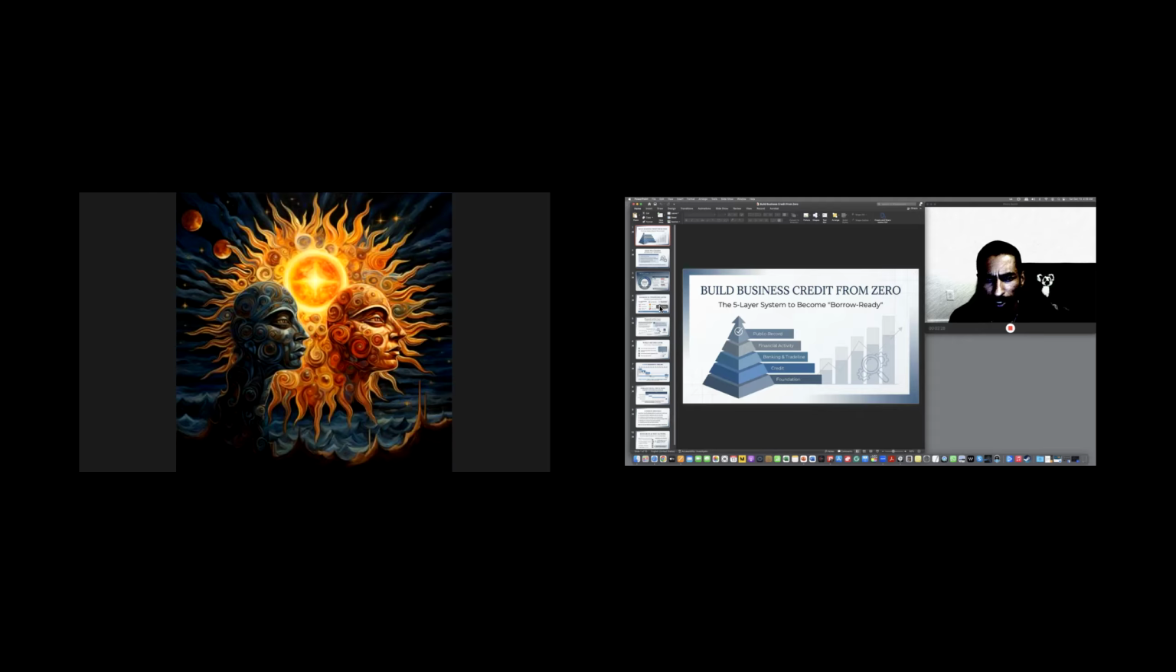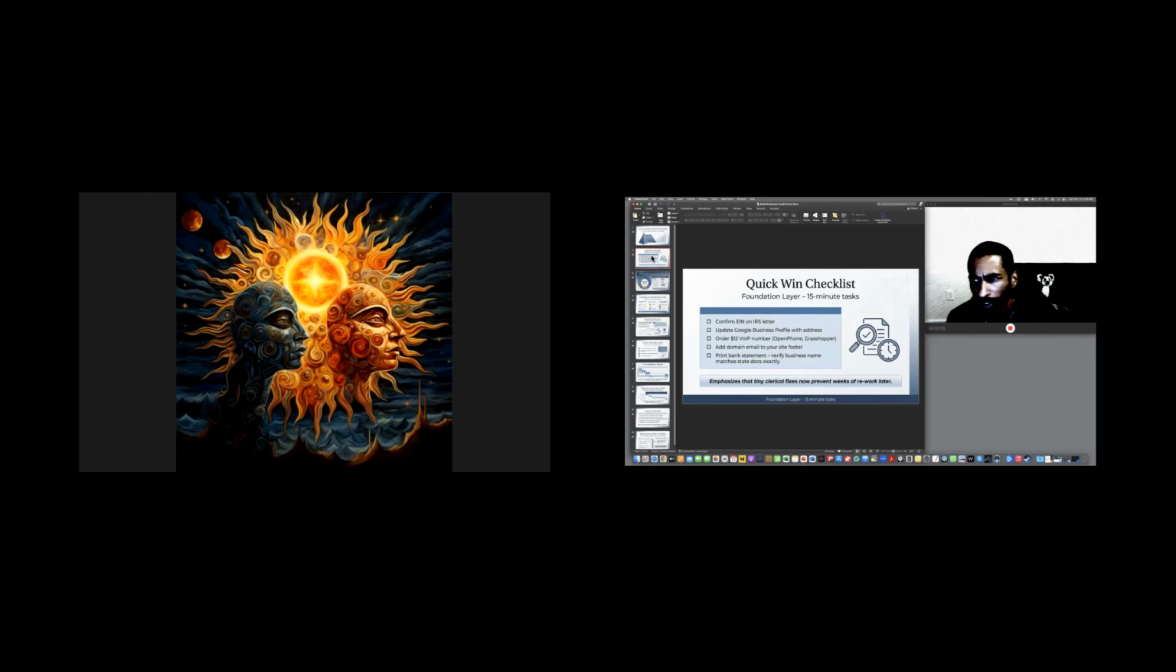So the 5-layer system to become borrow ready: number one, your public records. Number two, financial activity. Number three, banking and trade lines. Number four, credit. And number five, the foundation. All right, so let's go over a quick win checklist and start at the foundation.